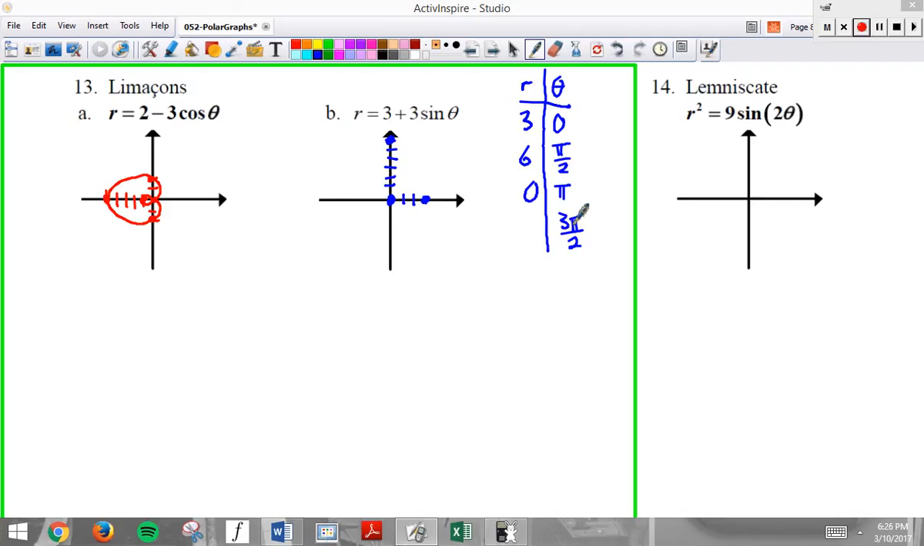3 pi over 2. Sine of 3 pi over 2 is negative 1. I'm sorry, it is negative 1. 3 times negative 1 is negative 3. 3 plus negative 3 is also 0. I messed up. That's why I freaked out. Pi: sine of pi is 0. 3 times 0 is 0. 3 plus 0 is 3. I am so sorry.